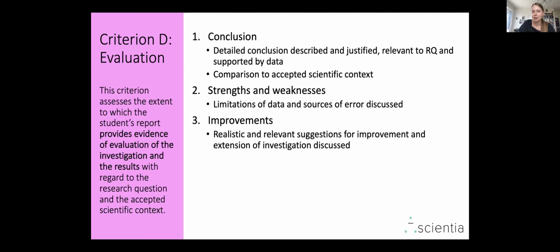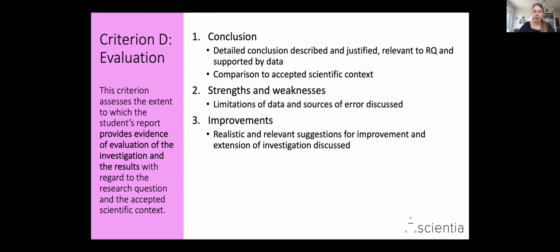Like I said, if you reach a conclusion that's totally different from the scientific context, just say that. Say that the scientific context is this, and I've come to this conclusion, and they're different. And try to, of course, justify that. But if it's not the same, then that's not the end of the world.